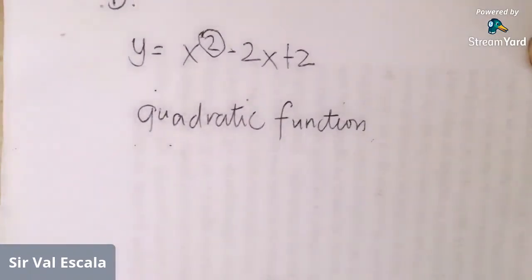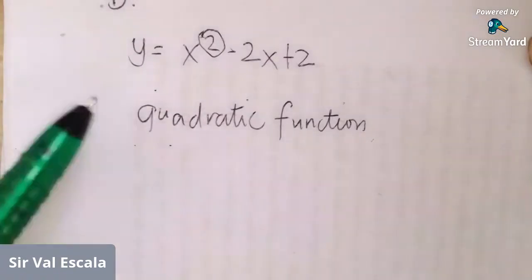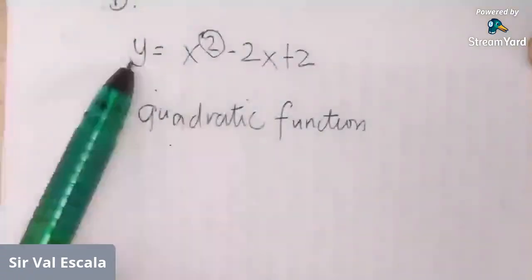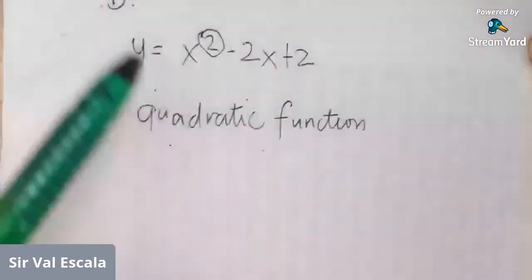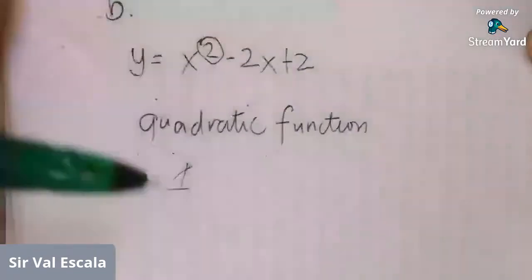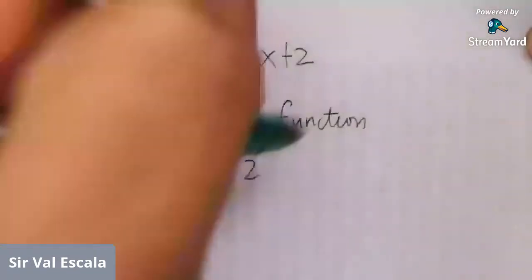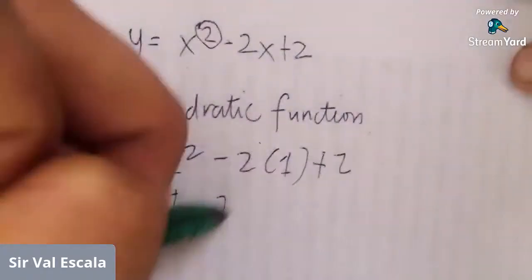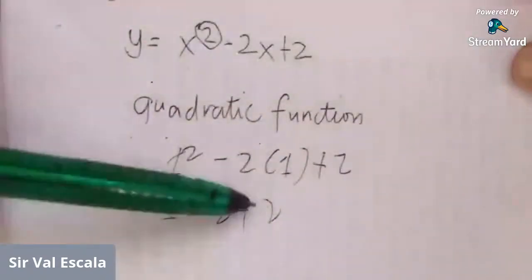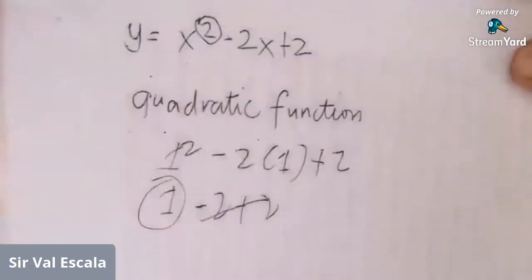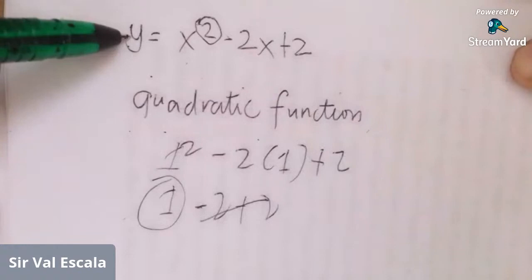Then, pwede natin ding sabihin na si y, pag nag-substitute tayo, po-produce pa rin siya ng isang y. So, it counts as a function pa din. Kunwari, nag-substitute tayo ng 1 sa x. So, 1 squared minus 2 times 1 plus 2. So, 1 minus 2 plus 2. So, negative 2 plus 2 ay 0. So, cancel. So, ang sagot ay 1. Nag-produce pa rin tayo ng iisang y.